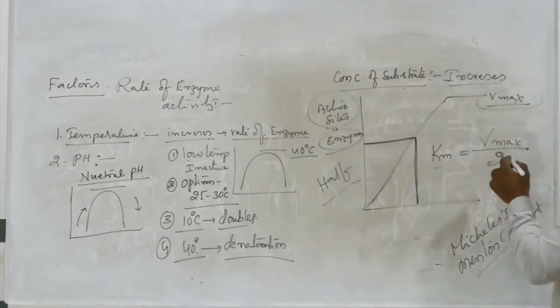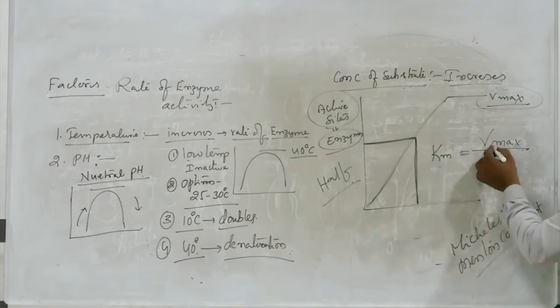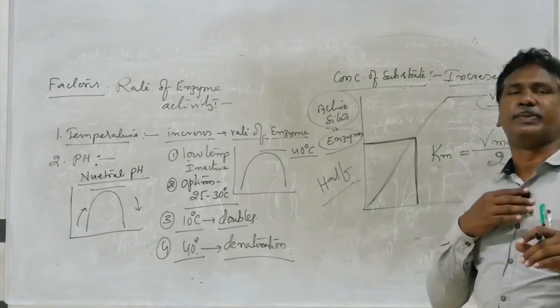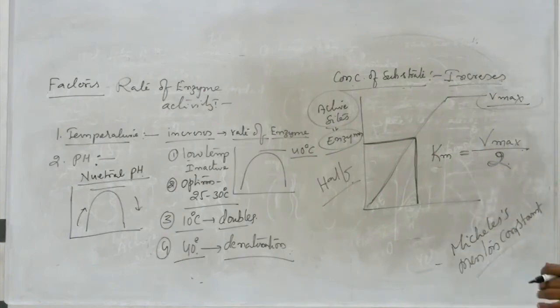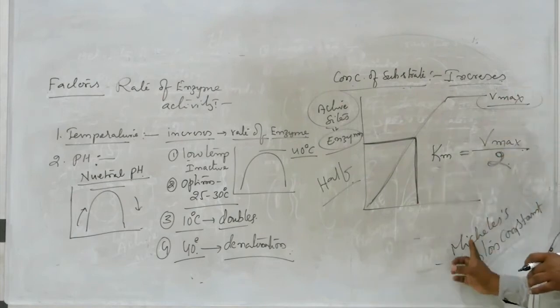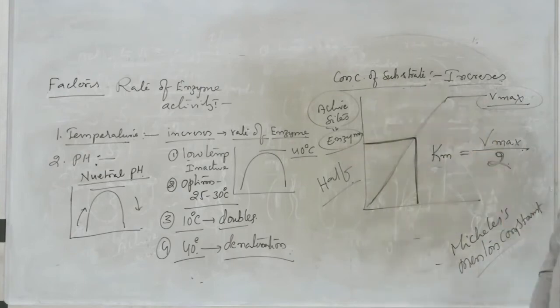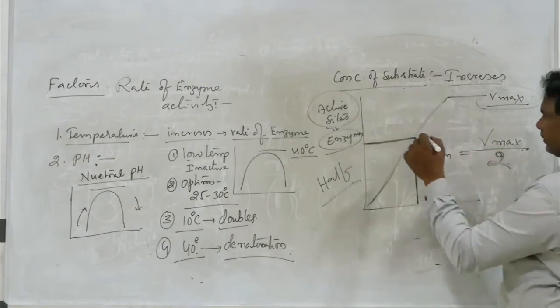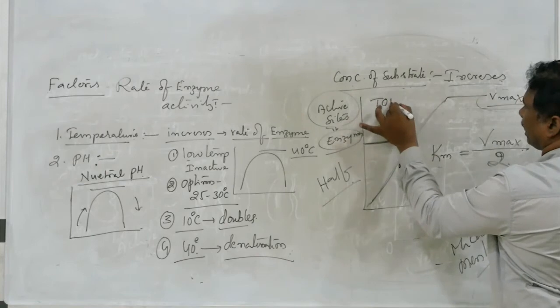Simple formula: Km is equal to Vmax by 2. Km is equal to Vmax by 2. That is simply called the Michaelis-Menten constant. The Km value depends upon the concentration of the substrate. There is another out-of-syllabus bit, that is turnover number.